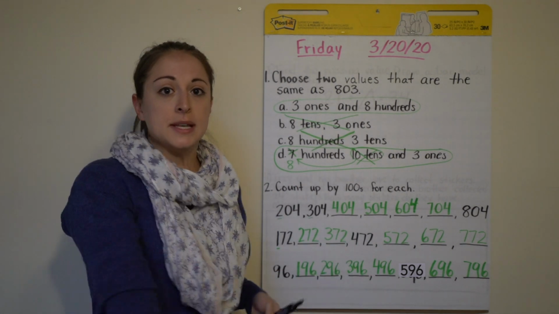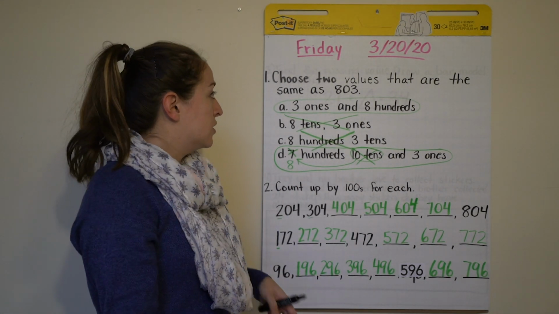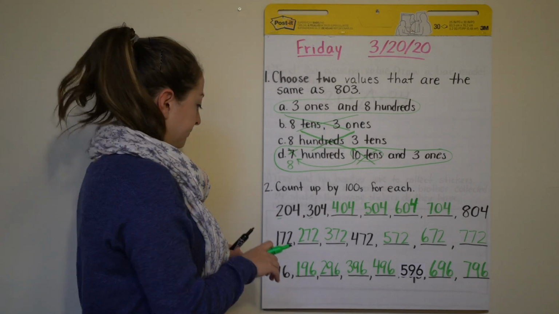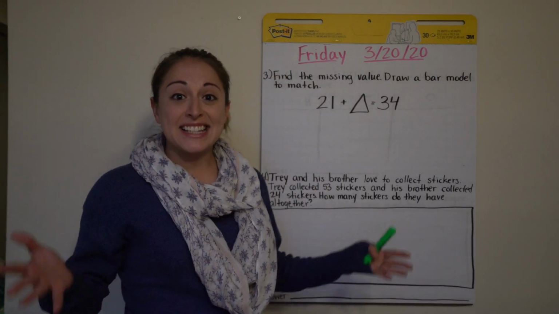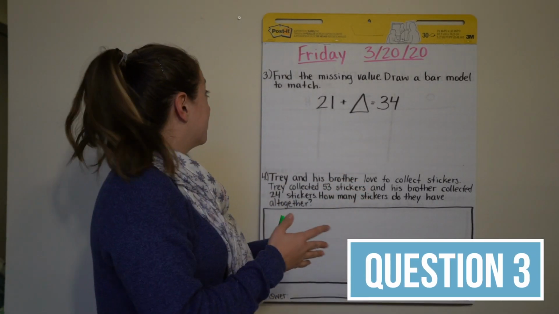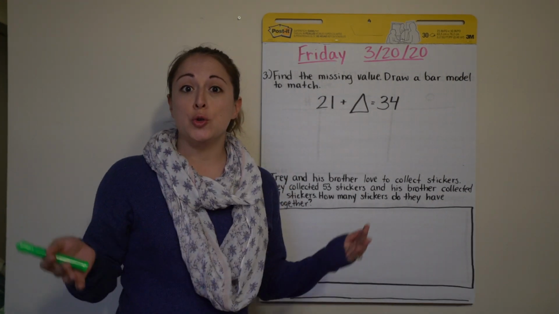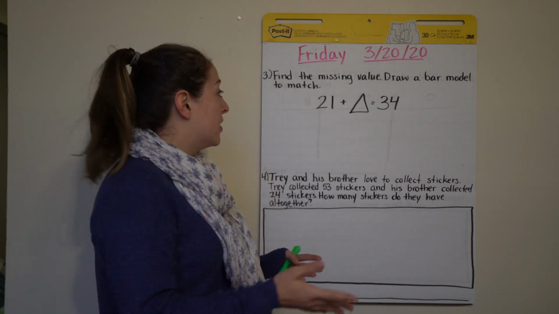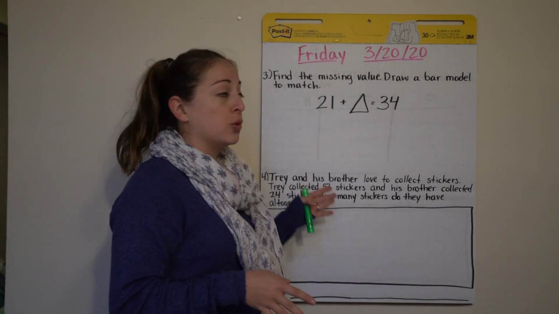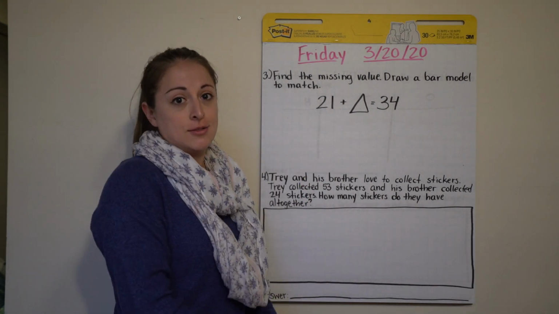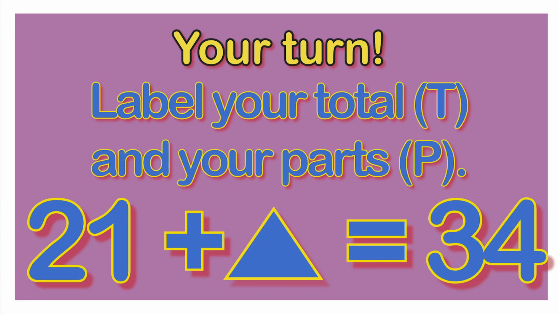So get that extra piece of paper if you need one, and turn your packet over. Okay, let's get started on number 3. Find the missing value, draw a bar model to match. So real quick, what I want you to do is I want you to label your total and your parts. So take a second to do that.